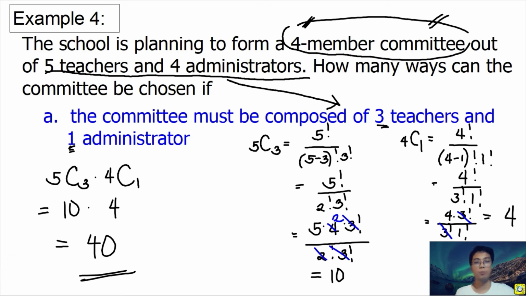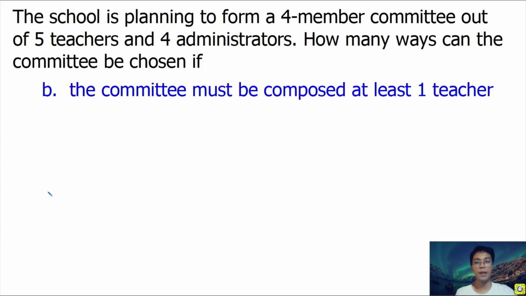Now, let's proceed to letter B. Ito yung medyo tricky sa problem. So, yun pa rin po yung problem. Basahin ko pa rin. The school is planning to form a 4-member committee out of 5 teachers and 4 administrators. So, ito yung pamimilian. How many ways can the committee be chosen if the committee must be composed of at least?